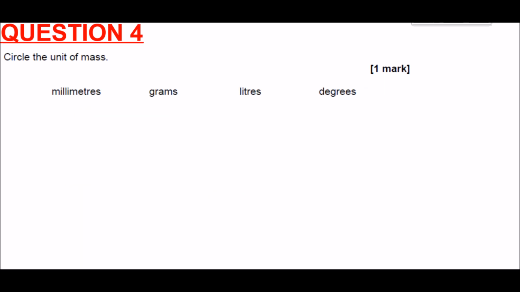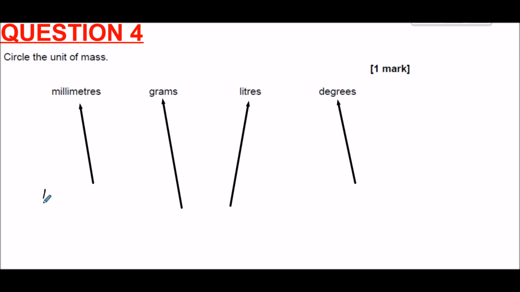Question 4. Circle the unit of mass. Let's have a look what all these are first of all. So we've got a few different units. Got millimeters, grams, litres and degrees. Millimeters, if you have a ruler in your exam, which you should do, that's on your ruler, it's a unit of length. Grams is the unit of mass, and so this is one we need to circle.